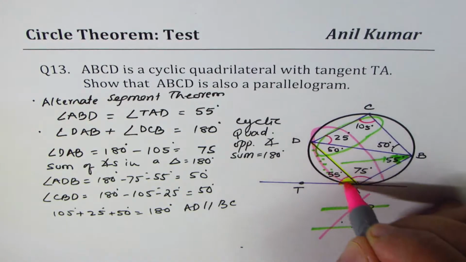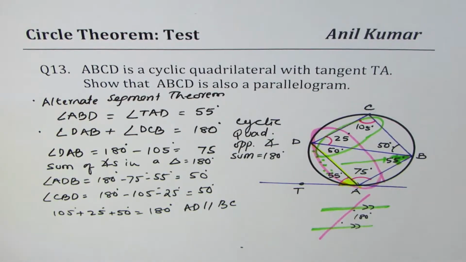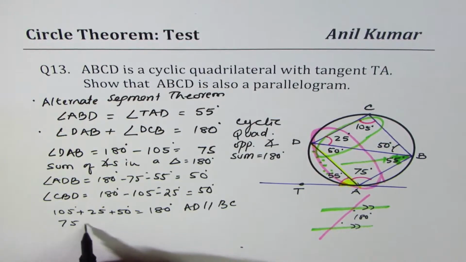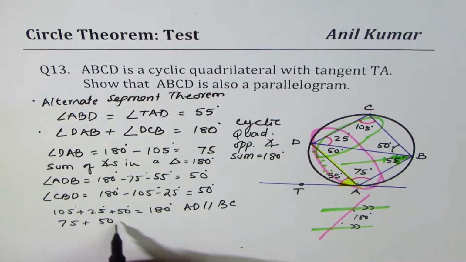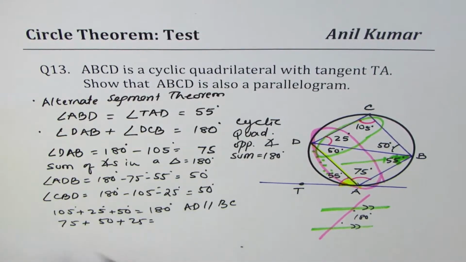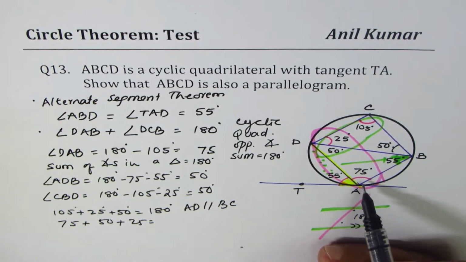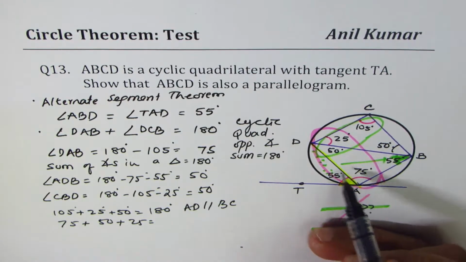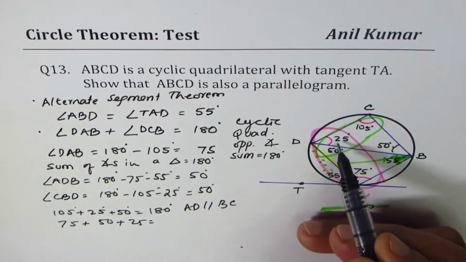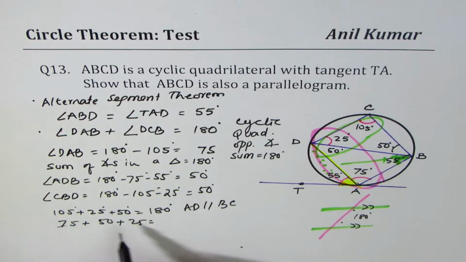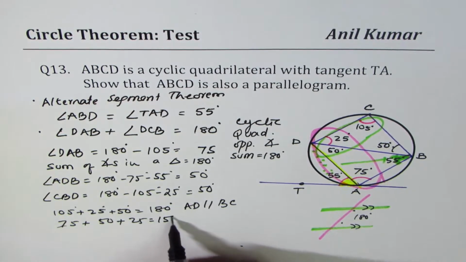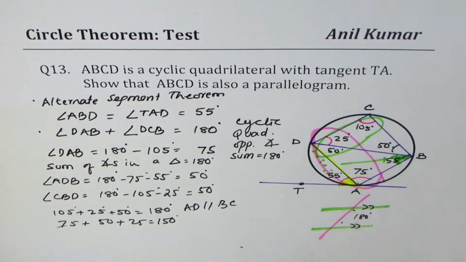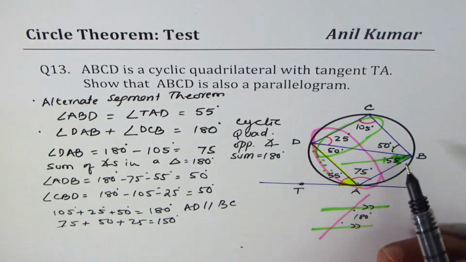So we could add these, for example. If we add these, what do we get? We get 75 plus 50 plus 25. Right, so we got 75, so inside angles, 75 plus 50 and then 25. 75 plus 75 is 150. So we know that this is not parallel. So these two sides are not parallel.